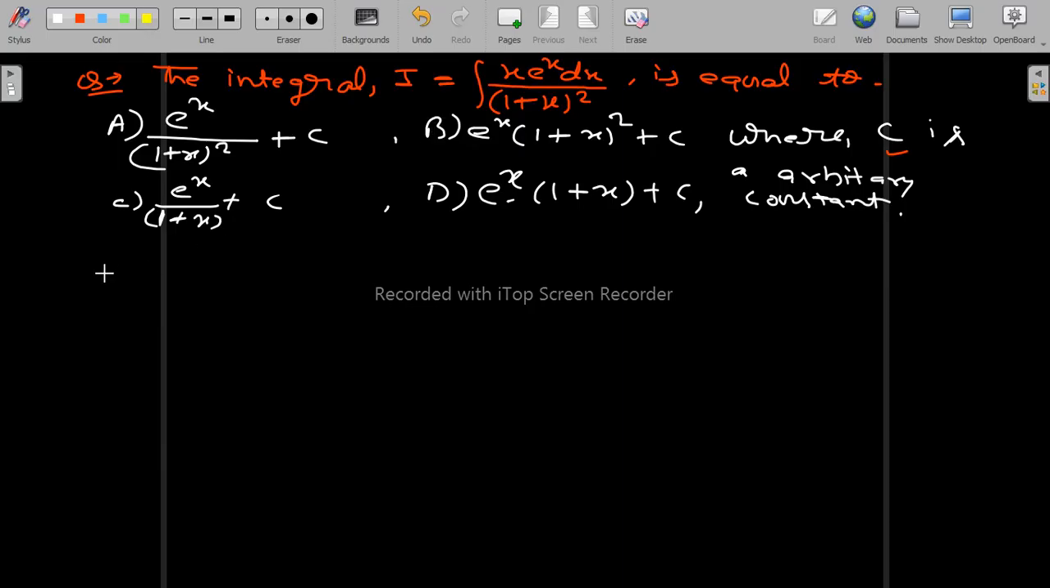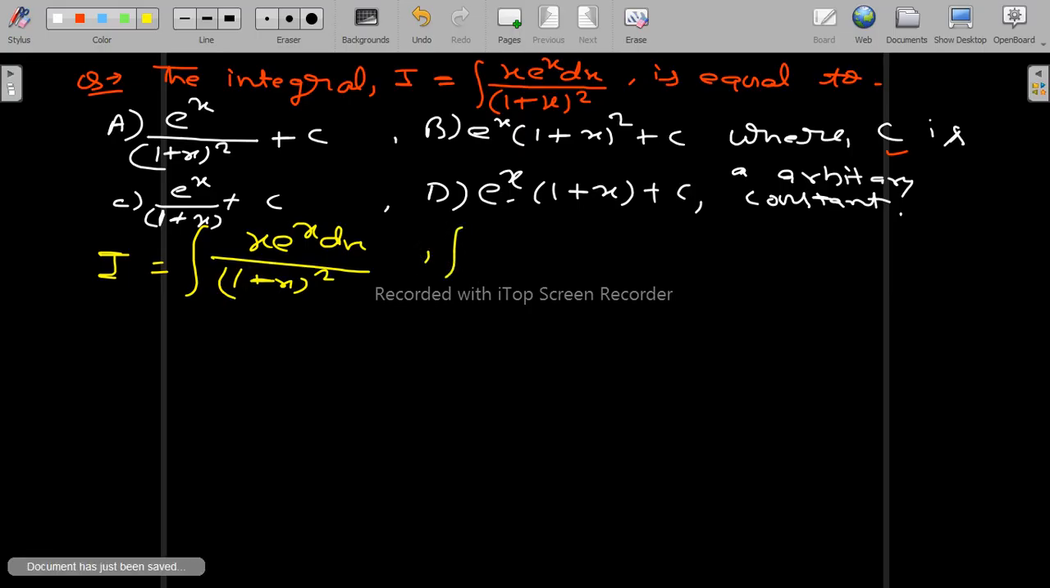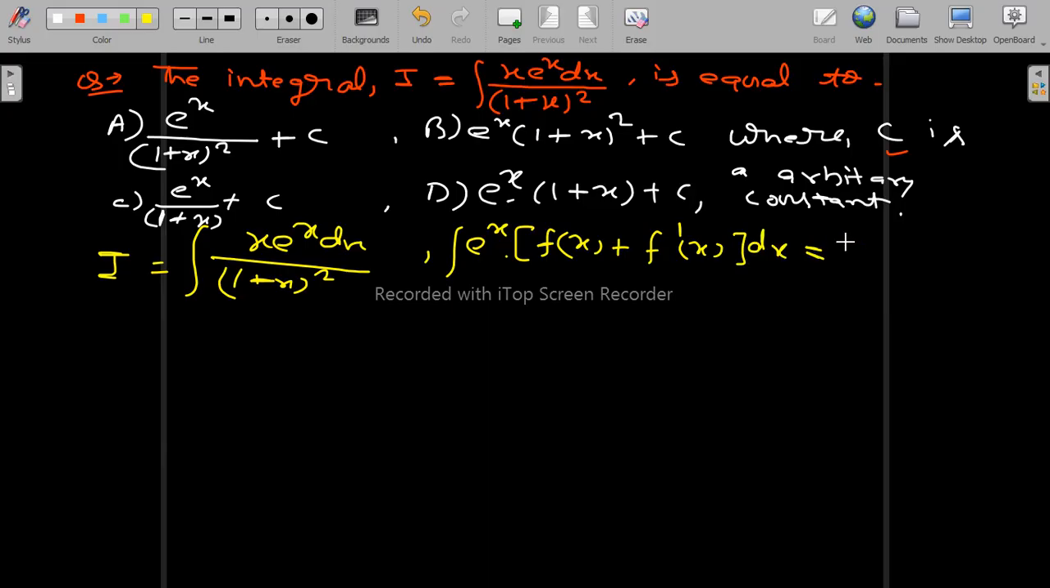So to solve this integral, we have the integral of x e power x dx upon 1 plus x whole square. To solve this integral, we will use one formula of integration. And what is the formula? That is, if we have any expression in this form, e power x into f of x plus f dash of x, dx, then this is simply written as e power x into f of x plus arbitrary constant C.